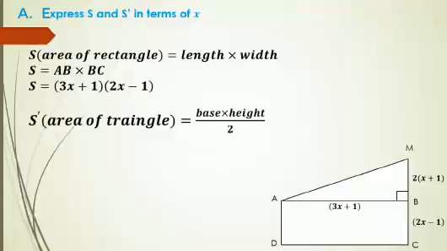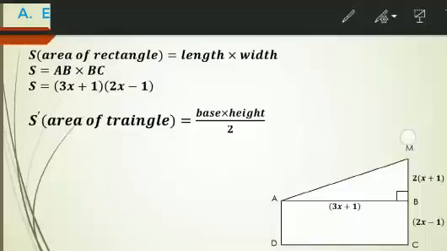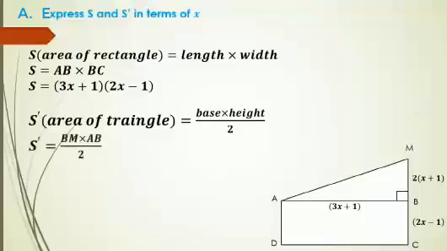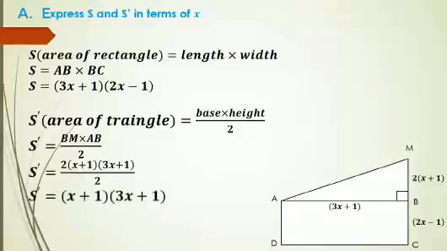Now, the area of the triangle is S prime. It is equal to height times base over 2 or base times height over 2. Then S prime is equal to BM, which is the height, times the base AB over 2. This is equal to 2 into x plus 1, this is BM, and AB is 3x plus 1, over 2. Simplify it, we get S prime is equal to x plus 1 into 3x plus 1. Also, don't expand it.